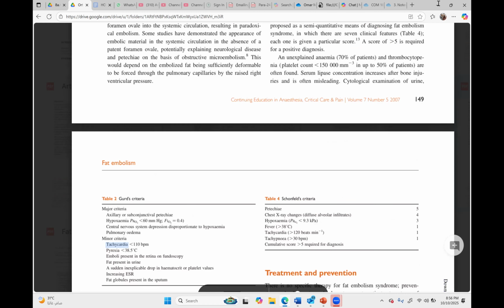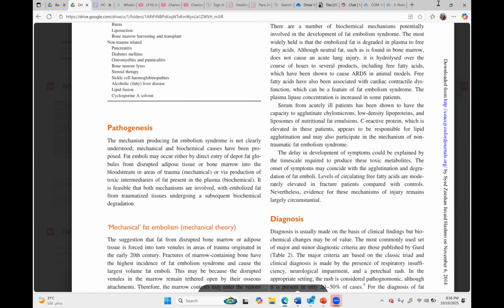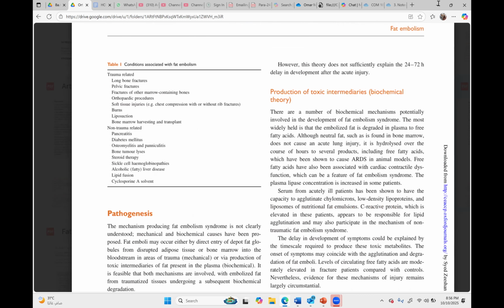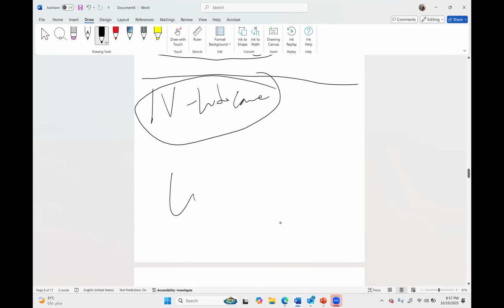This is another criteria. But actually, as you mentioned, these are the patients who will be at risk. Hip fracture is one of the major things associated with fat embolism. And tell me one thing, any surgery other than orthopedic in which fat embolism can occur? Can you tell me? Any one of you? Obstetric surgery? No. Liposuction. Sir, liposuction. You are late, Zishan. Thank you. So liposuction. In liposuction, fat embolism can occur.